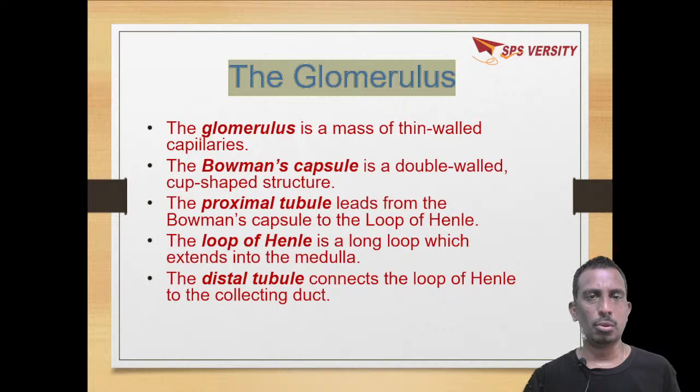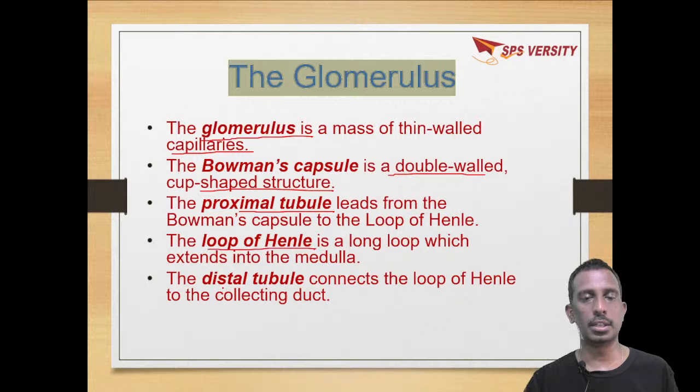The glomerulus is a mass of thin walled capillaries. And Bowman's capsule is a double walled cup shaped structure. From this Bowman's capsule, it leads to the tubular part, that is the proximal tubule, the loop of Henle, and last the distal tubule, which extends into the medulla. The distal tubule connects the loop of Henle to the collecting duct.